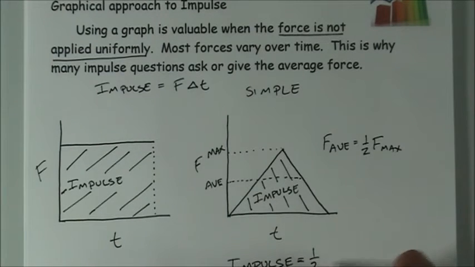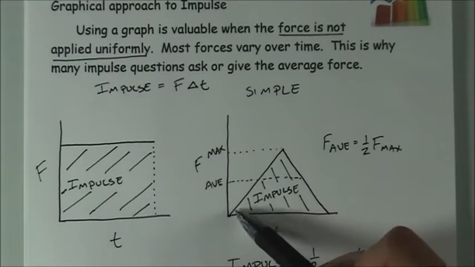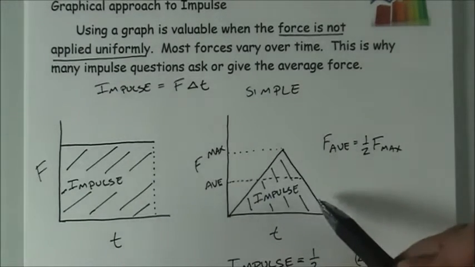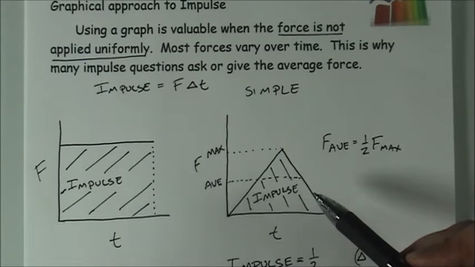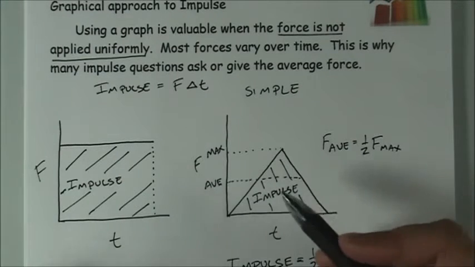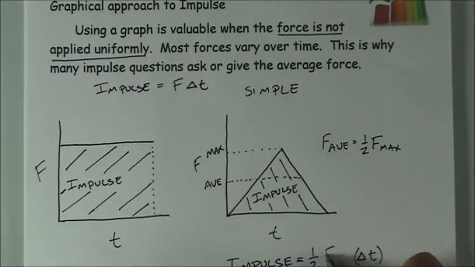So that would be 1/2. The base is delta t. I'm going to write that over here. And now I need to be really careful, because I'm not just going to say F, since you can see the force changes all the time. It's constantly changing force, so there is not one single force. I need to be very mindful of what specifically is the force that I need to plug in here. And in this case, I would plug in F max.